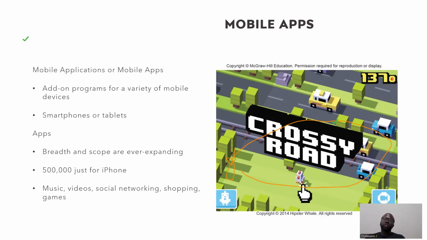So one of the typical examples of a mobile application is your WhatsApp, right? Which runs on your phone, your tablet, and others. Okay, and that is it. So this app, the scope is ever expanding, with about 500,000 just for iPhone and so many others.